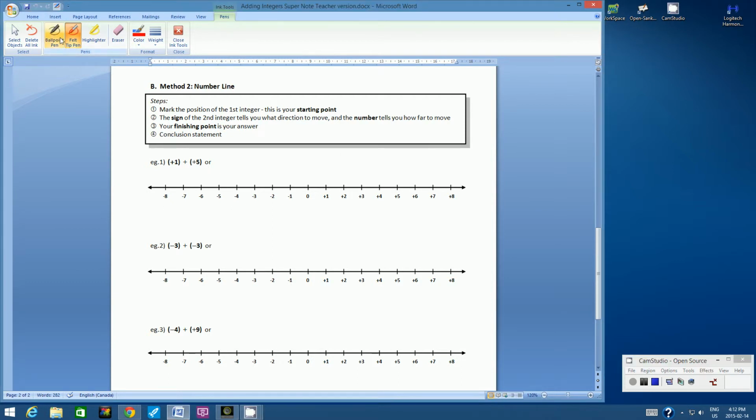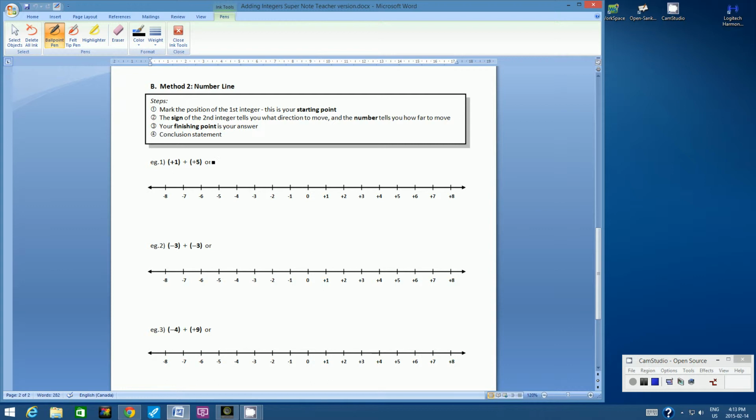Let's go through the steps on using a number line to solve addition of integers. Step 1, we mark the position of the first integer. This is your starting point. Number 2, the sign of the second integer tells you what direction to move, and the number of the integer tells you how far to move. Number 3, your finishing point is your answer. Number 4, conclusion statement. Let's start with example 1. Positive 1 plus positive 5.